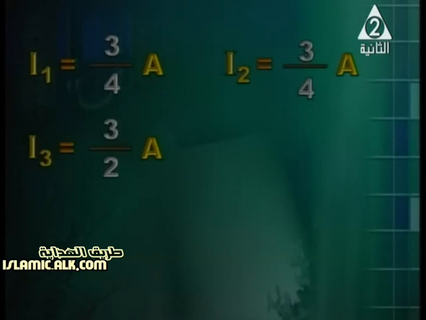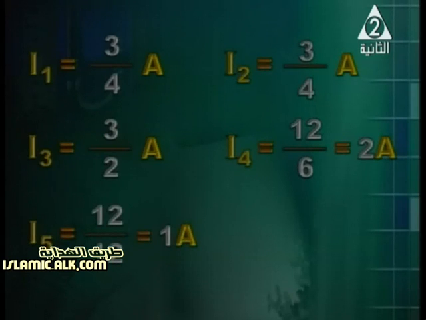This was about the first parallel group. And what about the second? I4 equals 12 over 6, 2 amperes. And finally 12 over 12, it is 1 ampere.